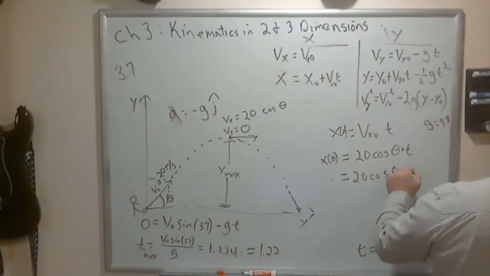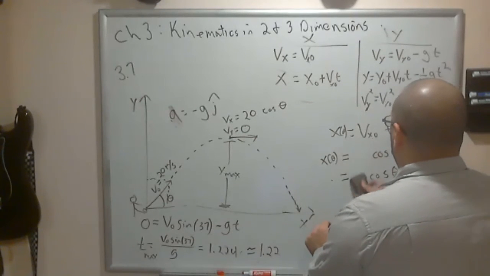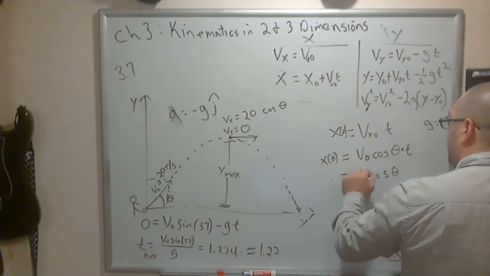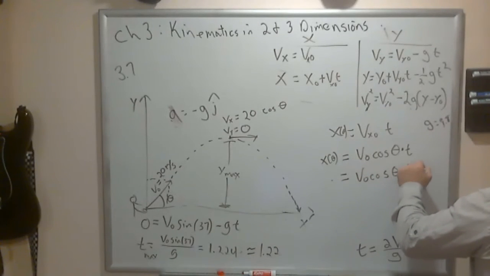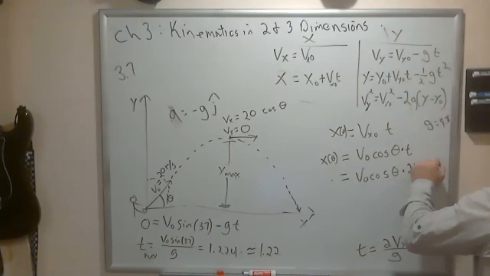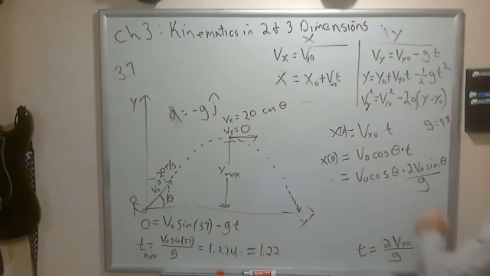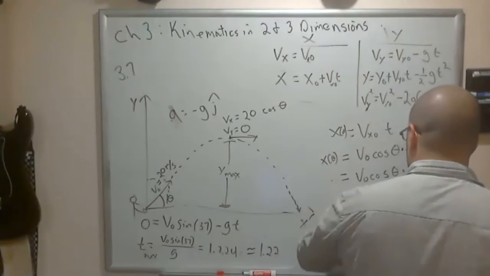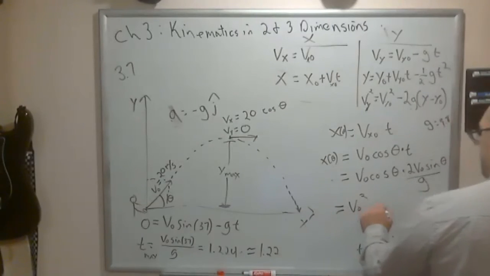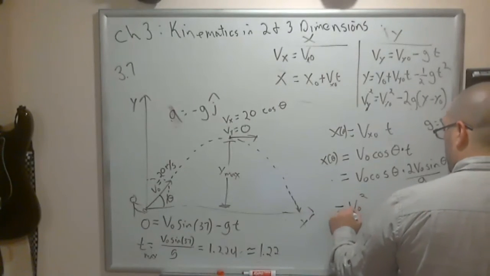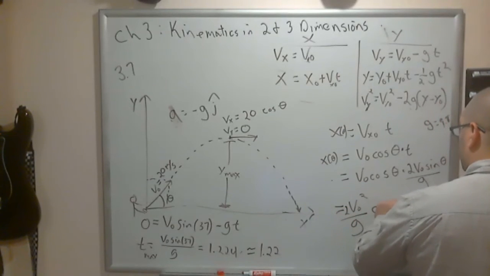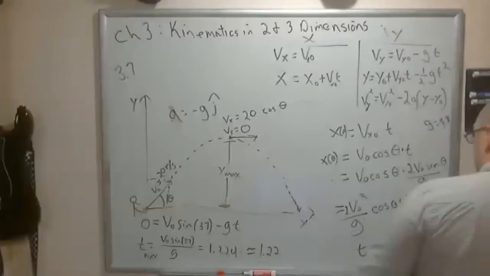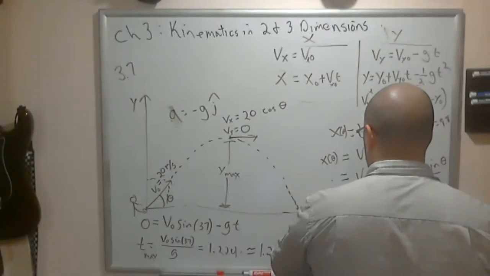Cosine, I'll just put v naught over here instead of the number, so that you know what it is. And we'll plug in the numbers after. Okay, now we have that. Let's gather the terms and simplify. So it's this times sine theta, right?